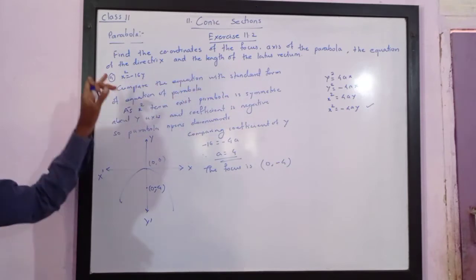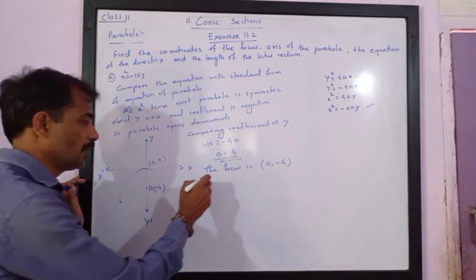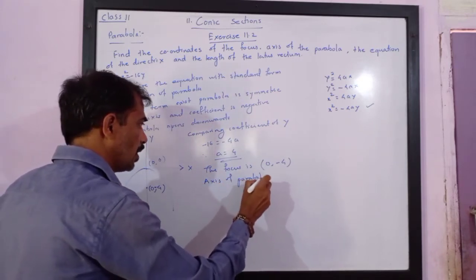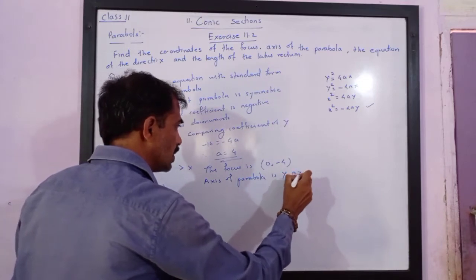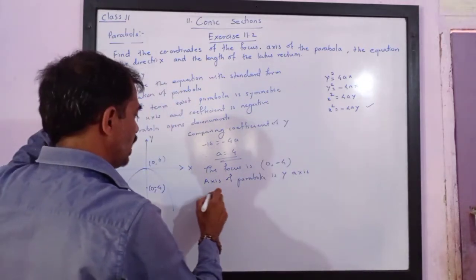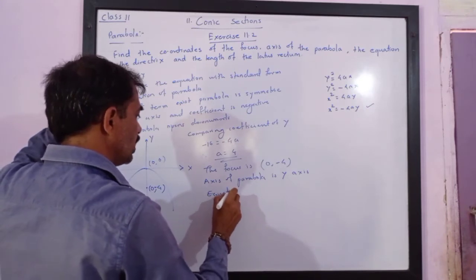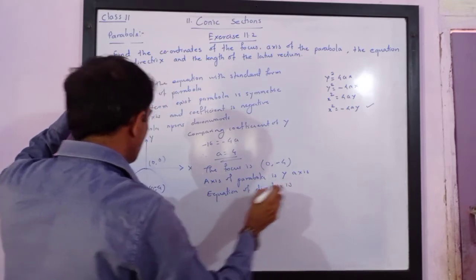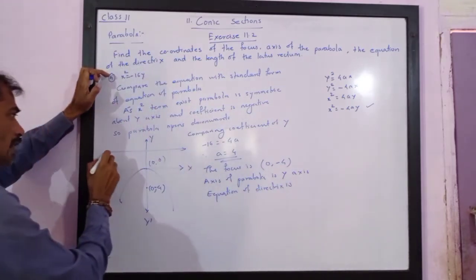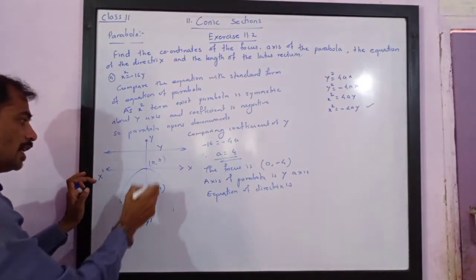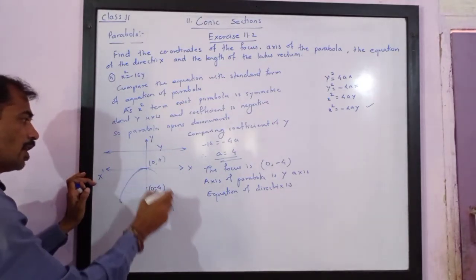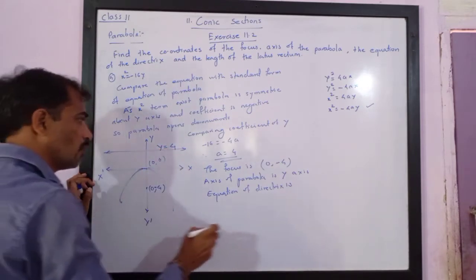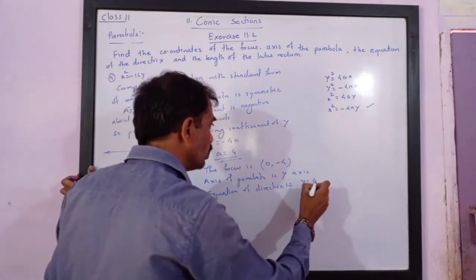Then we are asked to find the axis of parabola. Axis of parabola is y-axis. And equation of directrix: please note, it is a line parallel to x-axis, so it will be y equal to some constant, and since all the points of parabola are equidistant from the focus and the directrix, we get y is equal to 4. So equation of directrix is y equals 4.